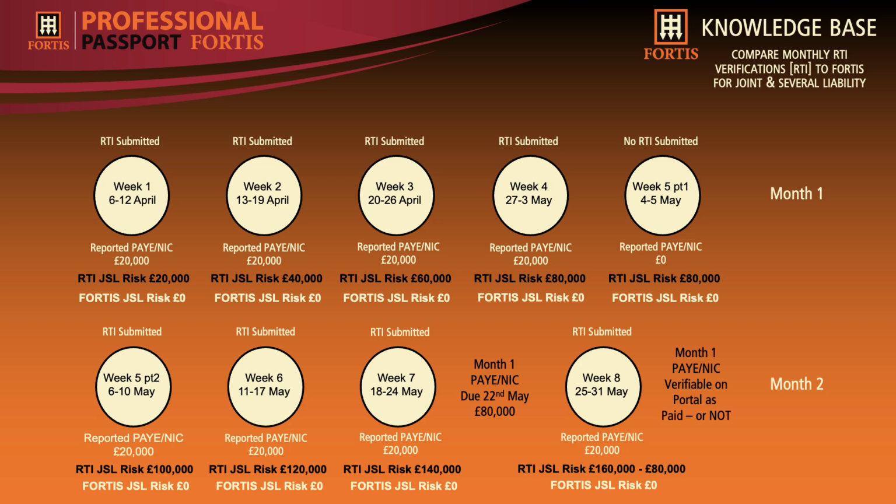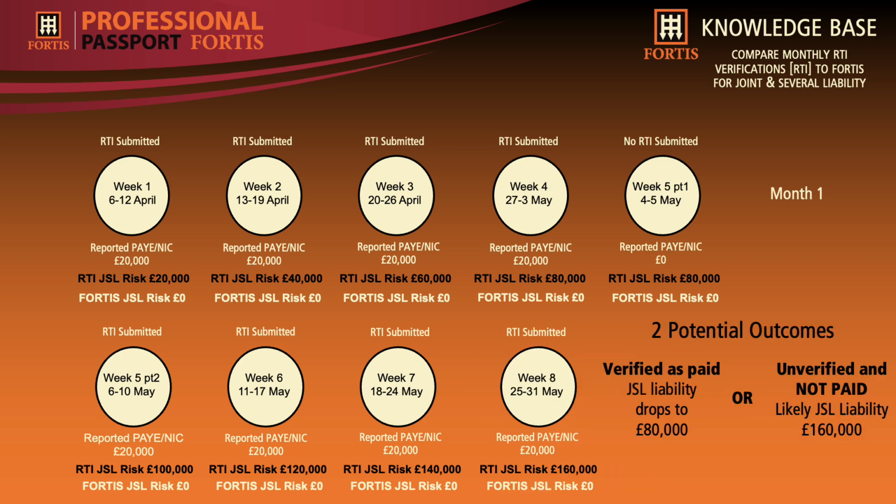If we assume at this point that the HMRC portal has been updated and there have been no delays or wrong allocations of money, which is not uncommon. Understanding how monthly verifications deal with these exceptional situations is a key question, as for each week they're unable to verify the payment, those relying on the monthly RTI verifications will have their potential liability increasing by £20,000 per week.